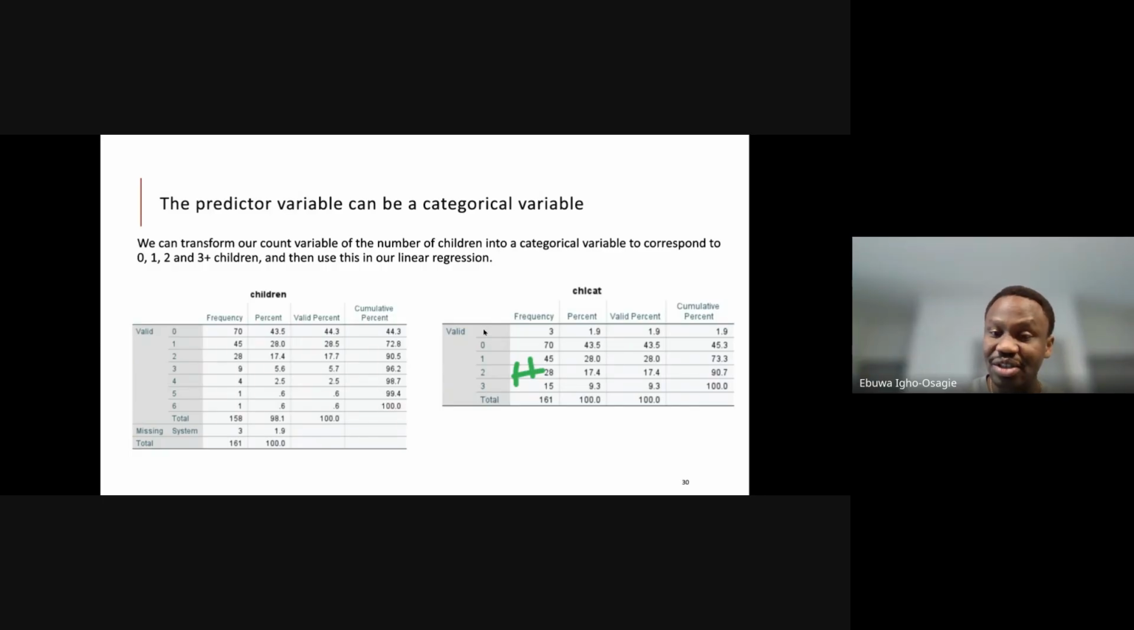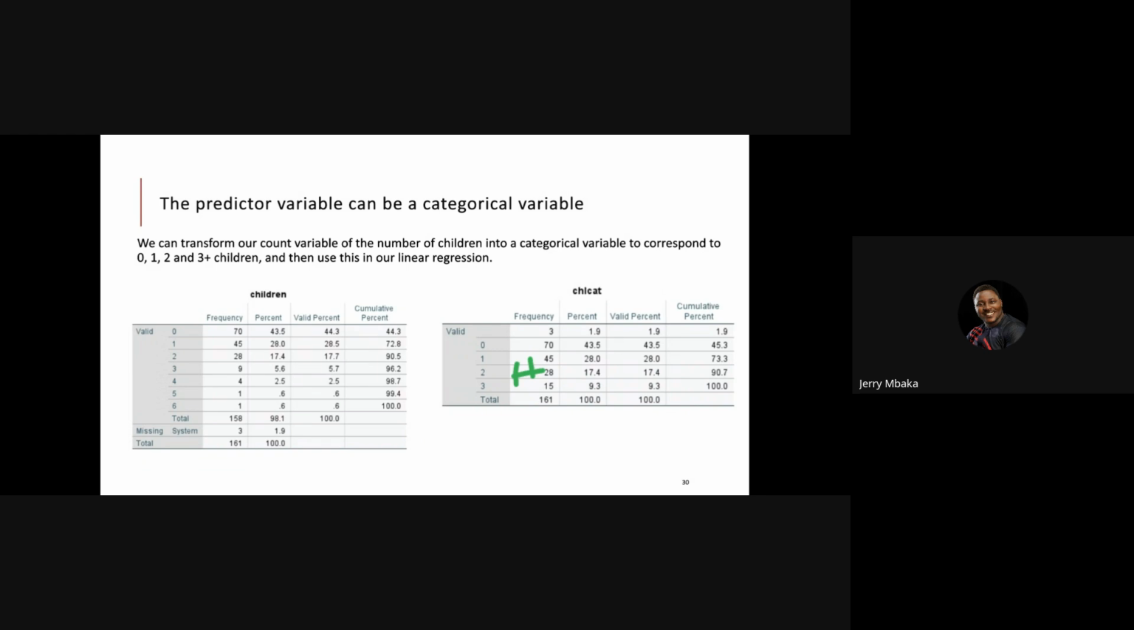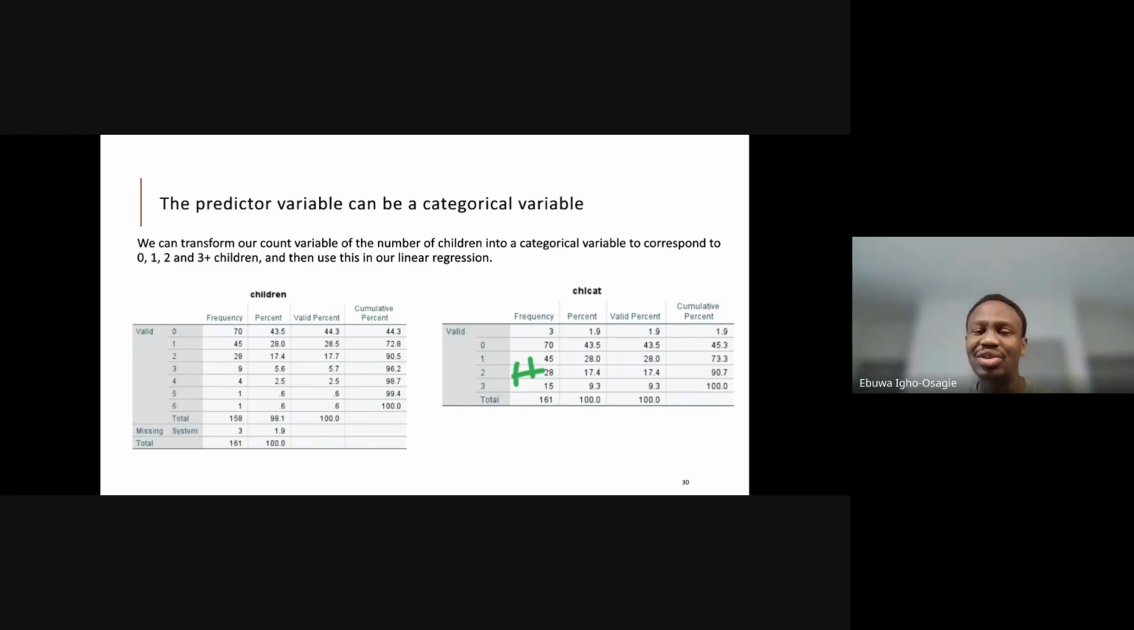So that is why it's not automatically that if you have 0 children, that would be the reference. If you coded people without kids as 3, and you coded people with 3 or more kids as 0, then 0 will be the reference, and people with 3 or more kids will be the reference. Does that make sense? Yeah, but then the output may be a little confusing. Exactly. That's a very solid point.